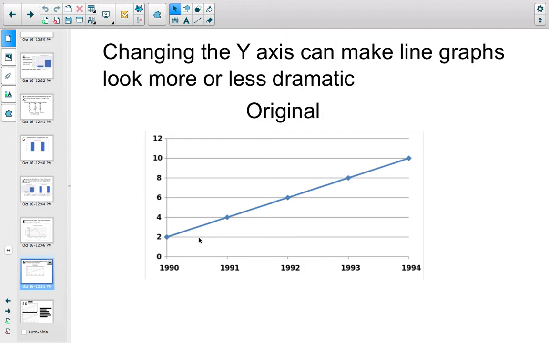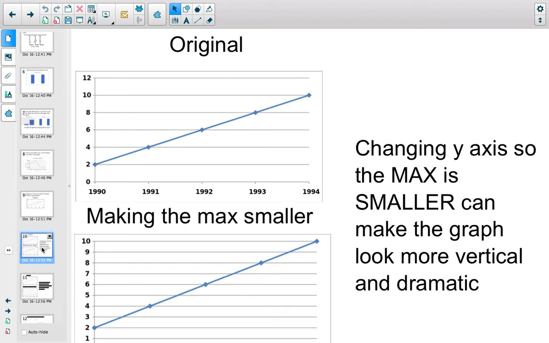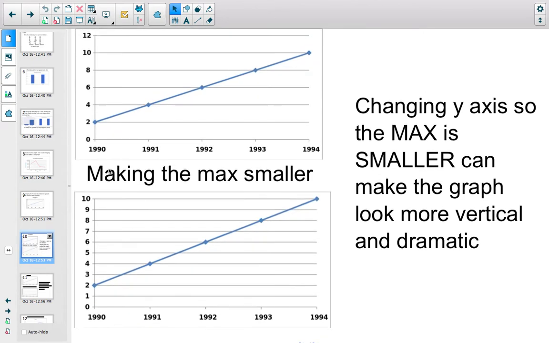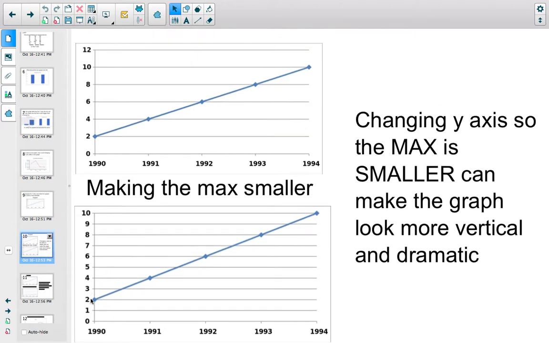Right? So here we have a graph from 0, 2, 4, 6, 8, 10, 12. We went up by 2s. And in the year 1990, we started at 2, whatever this graph is measuring, and we go to 1994. Right? Well, changing the y-axis so the max is smaller can make the graph look more vertical or more dramatic, right? If we go up by 1s here, and then we lower the maximum, we can see that the line is just a little bit steeper.